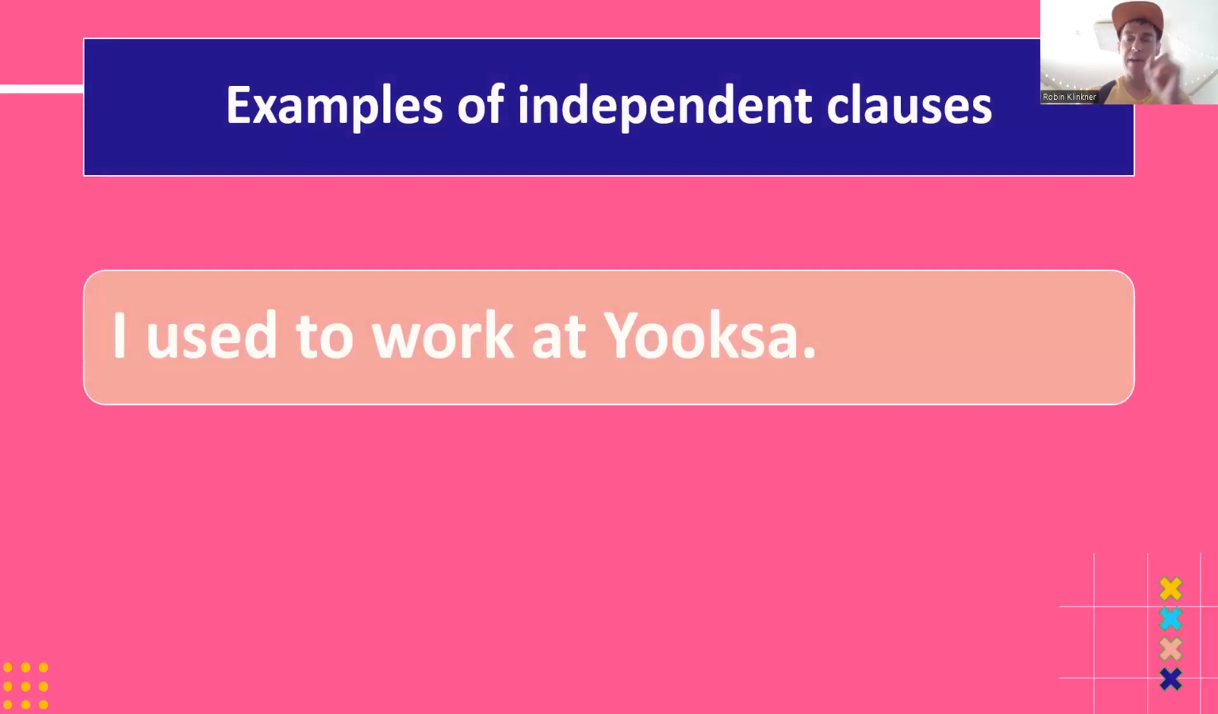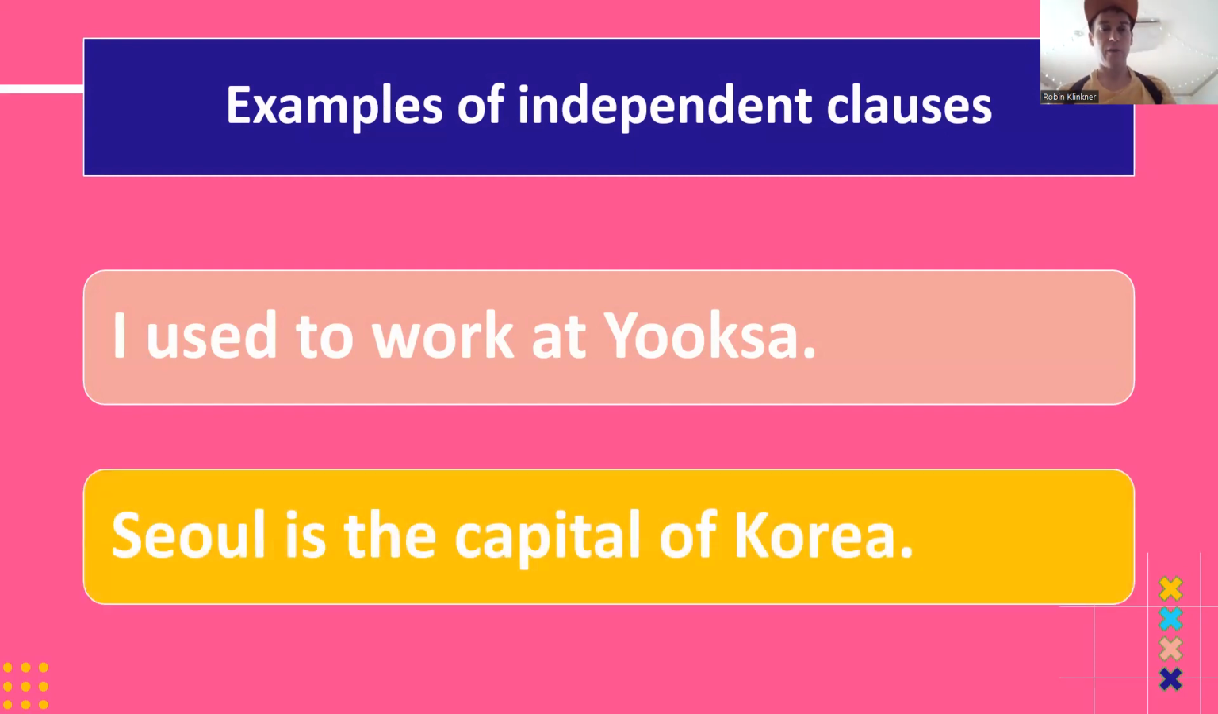Here are independent clauses. These are complete thoughts and they exist as an individual sentence. I used to work at Yuxa. Subject, verb, complete thought. Seoul is the capital of Korea. Complete thought, subject and verb. These are complete thoughts, complete sentences.